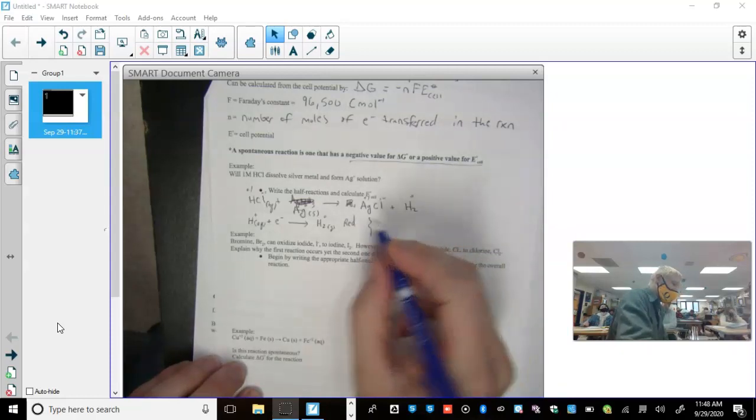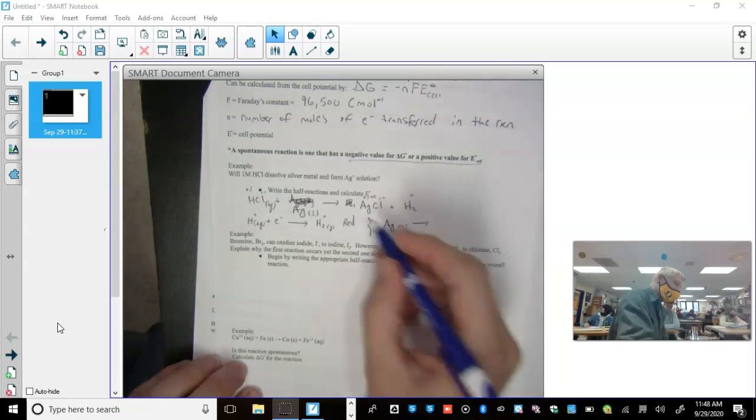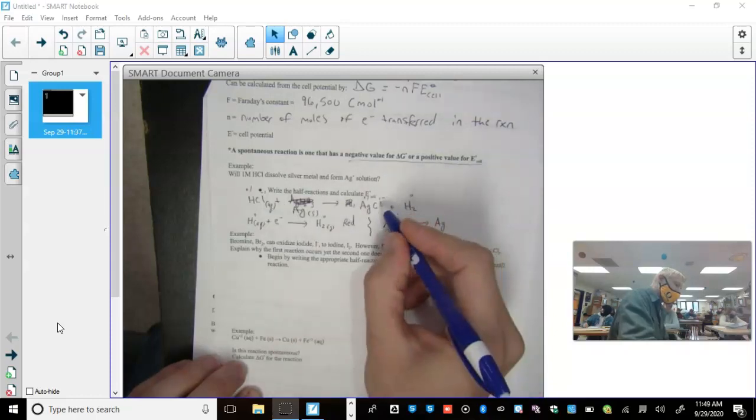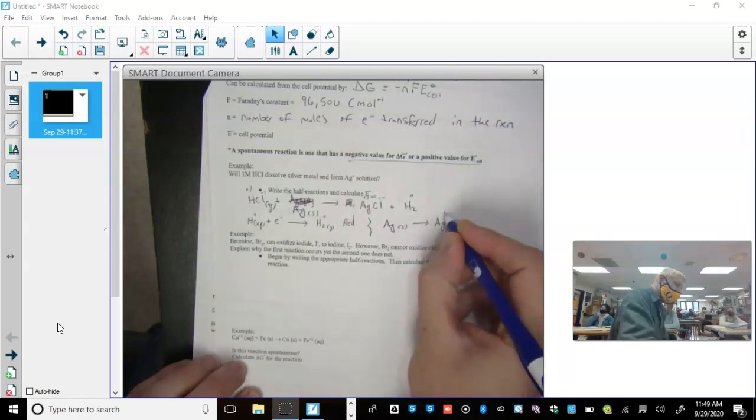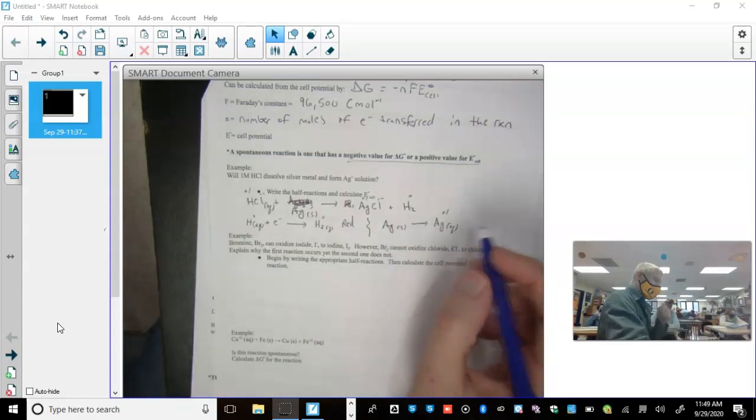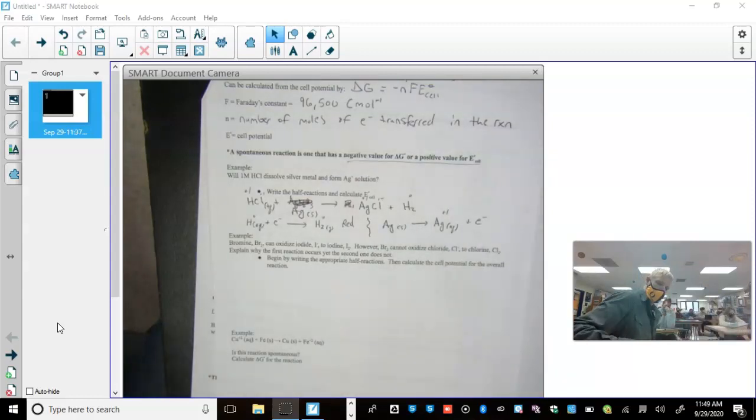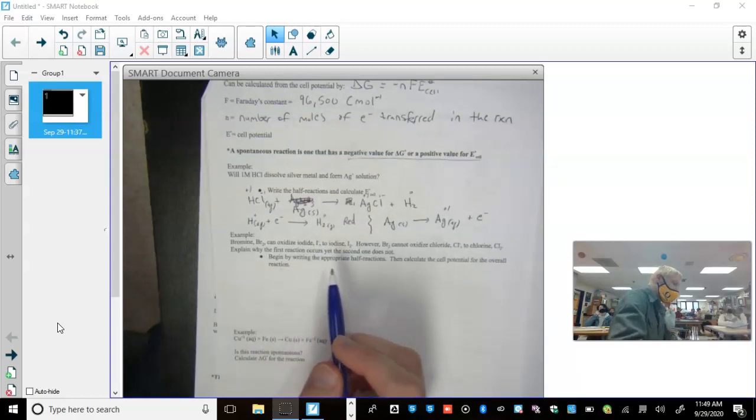Then we'll do the oxidation, which is silver solid is forming. The chlorine I don't have to write because it's spectating, so I'm not going to write that. So we're losing an electron, so we got to show it on the product side, electron. We got one electron, one electron.